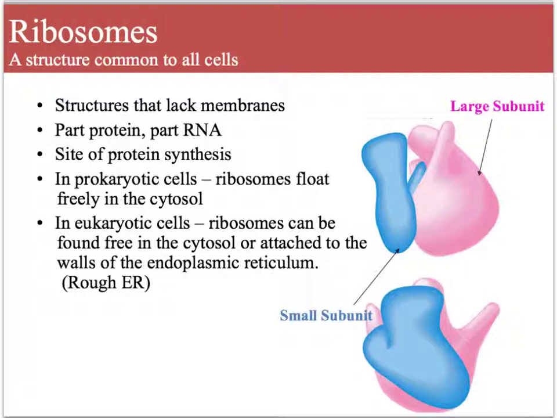So, ribosomes, you heard about these guys in Year 11. They are structures that lack membranes. They are part protein and part RNA. They are the site of protein synthesis, so they are essential to your survival. In prokaryotic cells, so simple cells such as bacteria, ribosomes float freely in the cytosol, so the liquid component of the cell. In eukaryotic cells, they can be found free in the cytosol, or they can be attached to the walls of the endoplasmic reticulum.